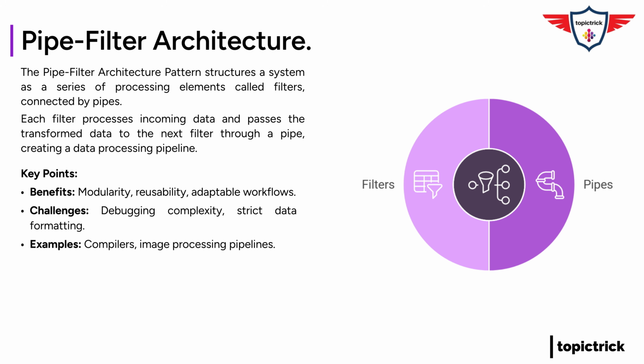Precisely. This modularity is one of the key benefits of pipe filter architecture. You can easily add or remove filters to change that data processing workflow. That makes it super adaptable to changing needs. And each filter is independent, so you can reuse them in different pipelines. That promotes code reusability. It sounds really efficient and flexible. But are there any downsides to this?